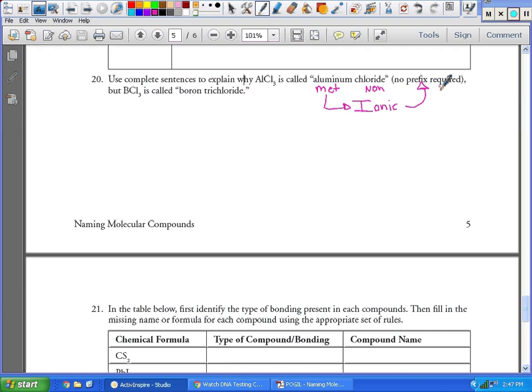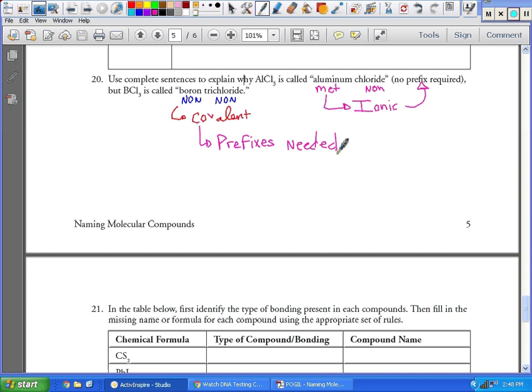However, boron trichloride, what do we know about boron? It's a non-metal. Trichloride is also a non-metal. So what does that mean? That means it's covalent. Okay? And what do we know about covalent bonds? Okay, so we've got to have some prefixes in there. So prefixes needed. Prefixes are needed.